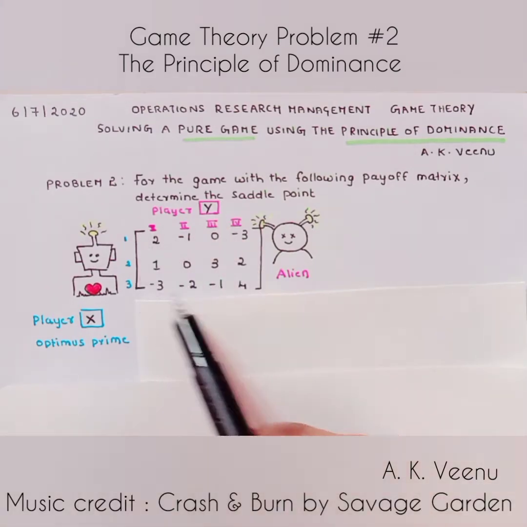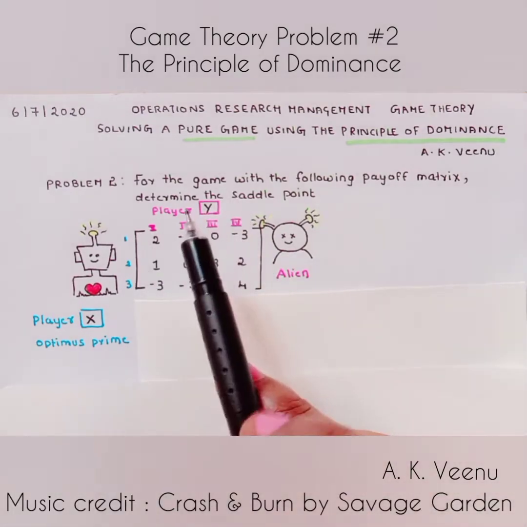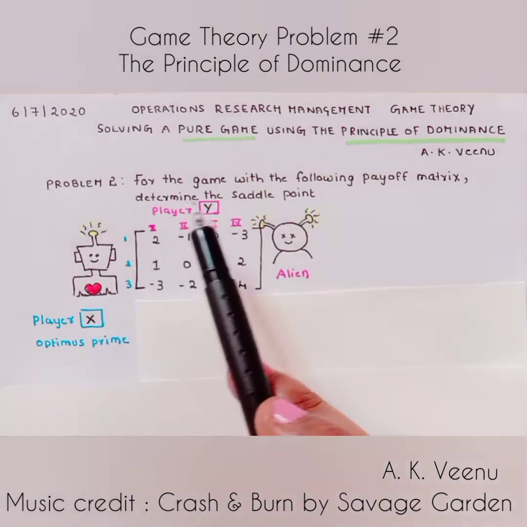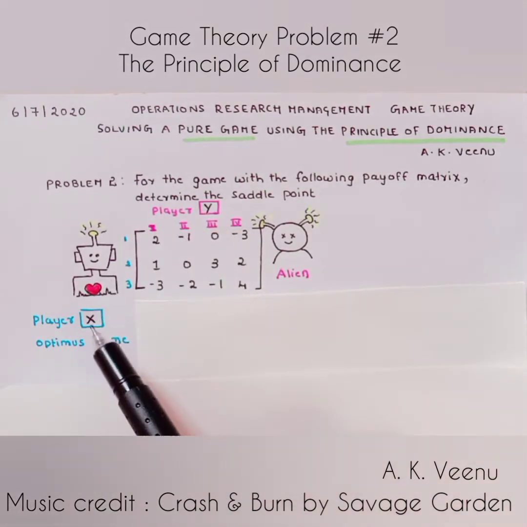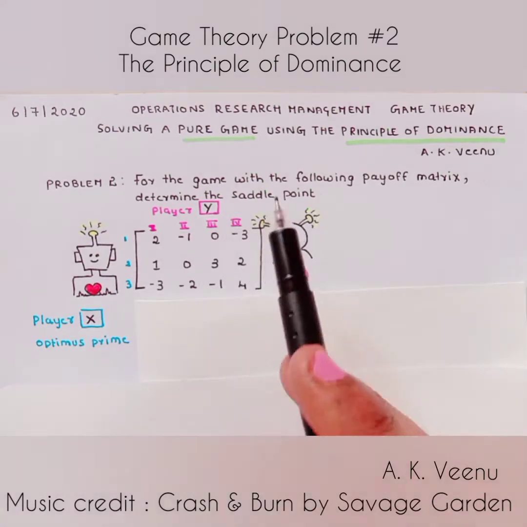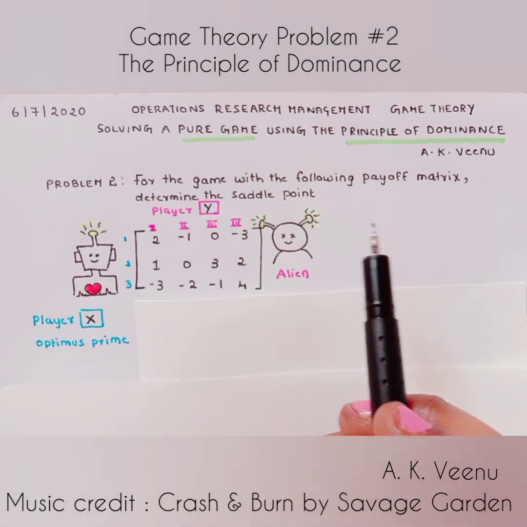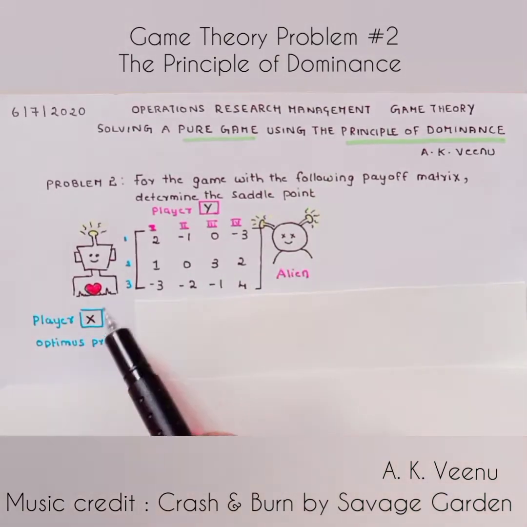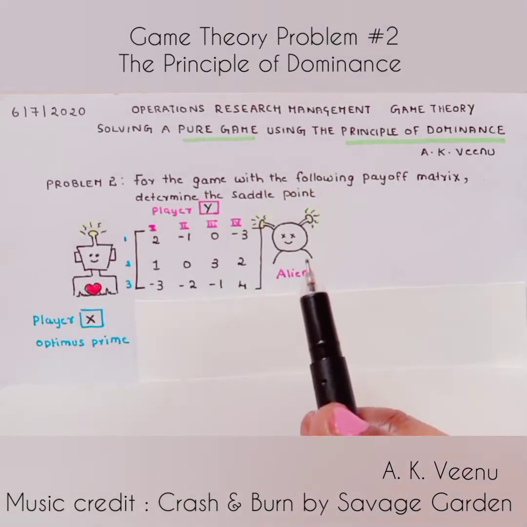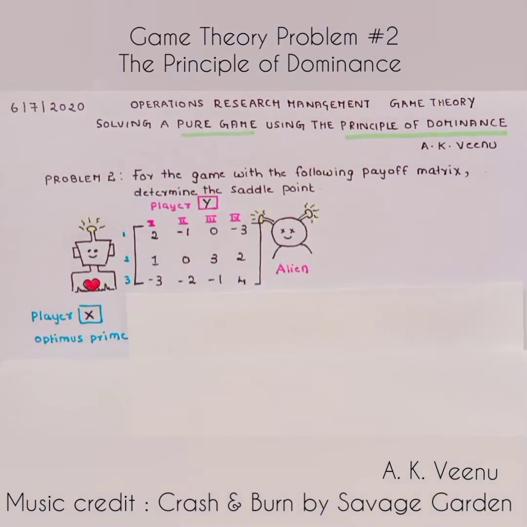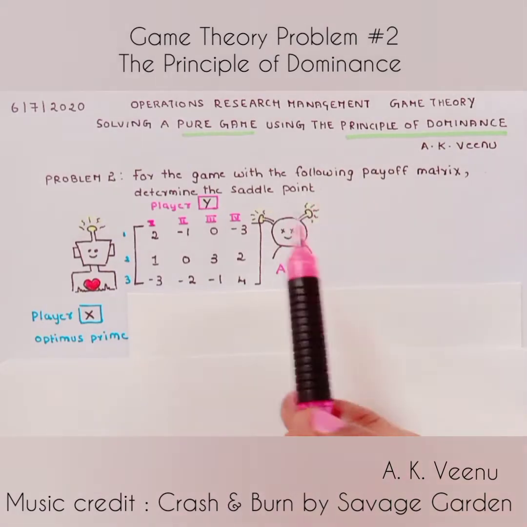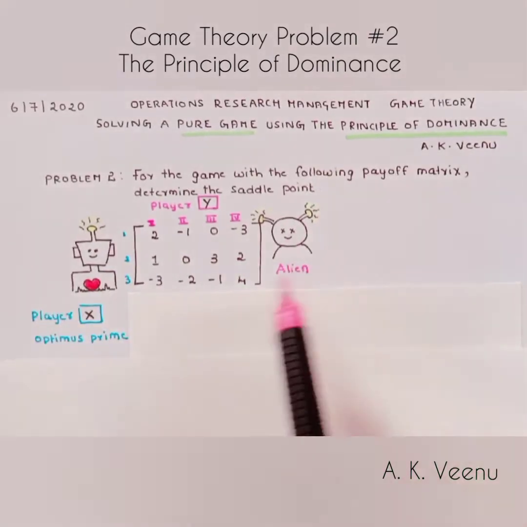Now here we have a payoff matrix of player X and player Y. Player X is Optimus Prime and player Y is an alien from the outer space. So we have two players who are totally out of this world. Let the game begin. We are going to solve this game using the principle of dominance.